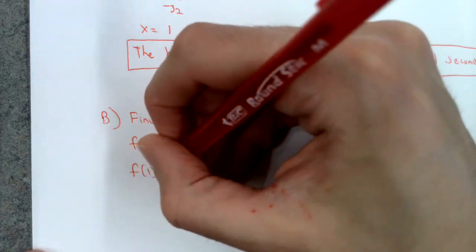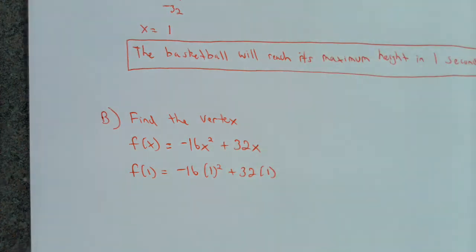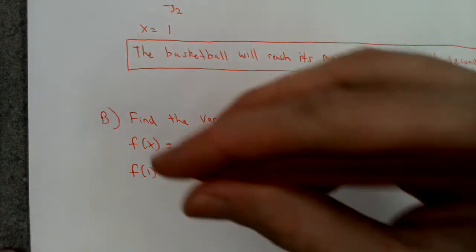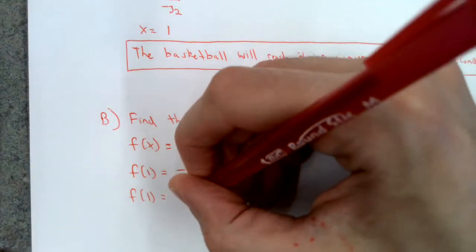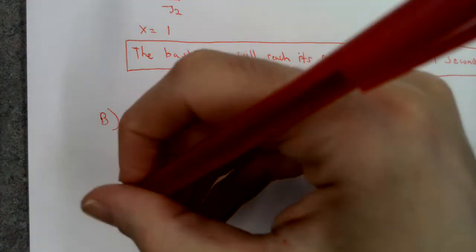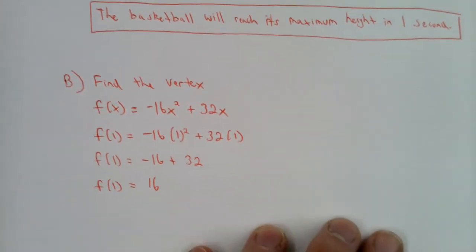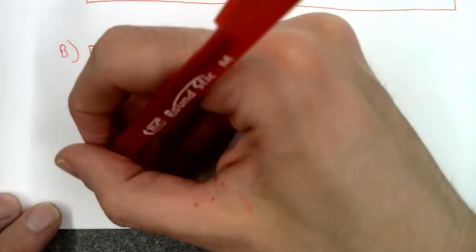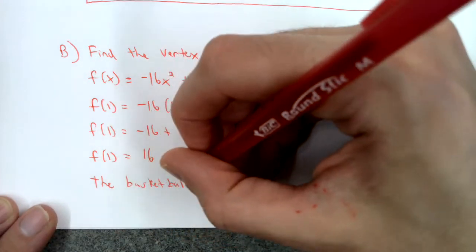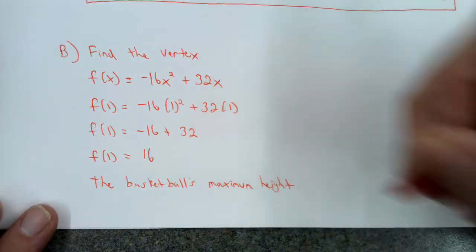So f of 1 equals negative 16 times 1 squared plus 32 times 1. Just be careful, this is not negative 16 squared, it's 1 squared and then times negative 16. So negative 16 plus 32. So the maximum height is 16 feet. The basketball's maximum height is 16 feet. Always be careful to write your sentences using the proper units.